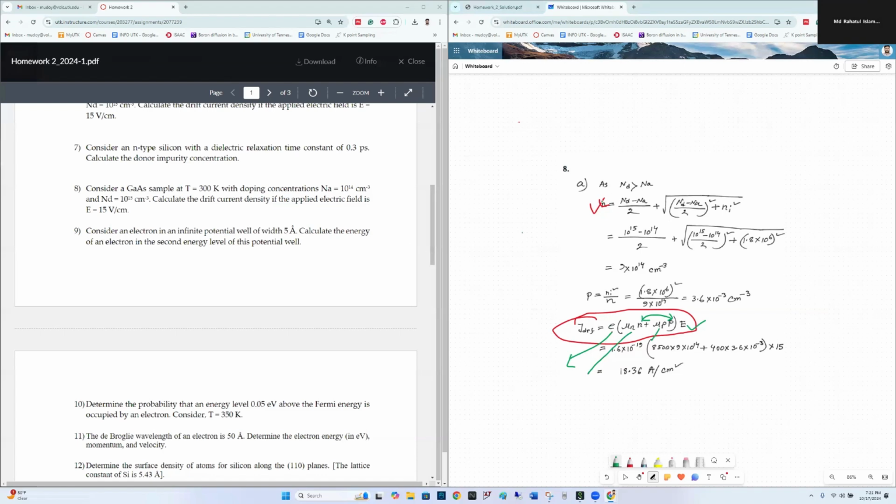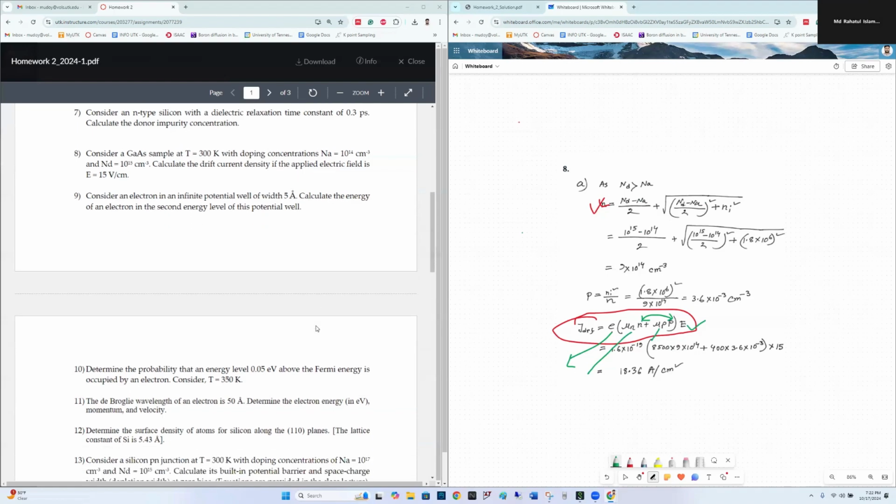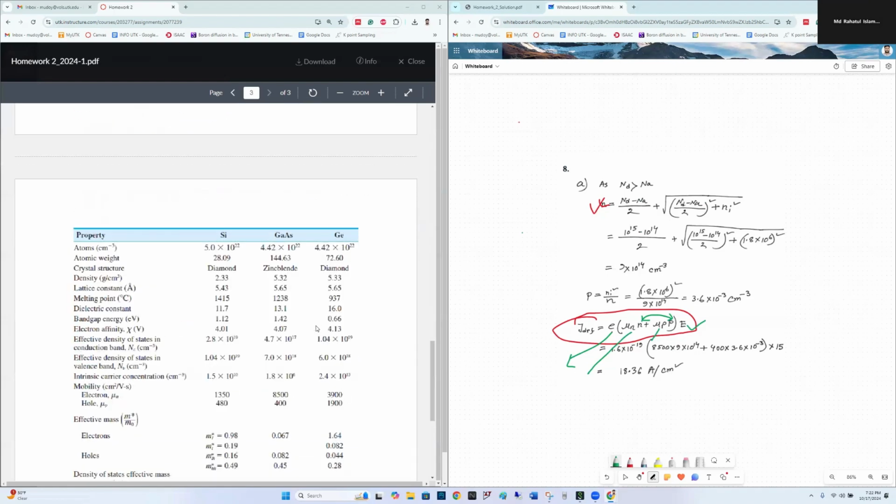So we have to calculate n and p. As the donor concentration ND is greater than the acceptor concentration NA, we can use this formula, ND minus NA divided by 2 and so on. We know ND and NA, right? We do not know ni yet. We have to go to the table to get the value of ni, the intrinsic carrier concentration, for gallium arsenide.